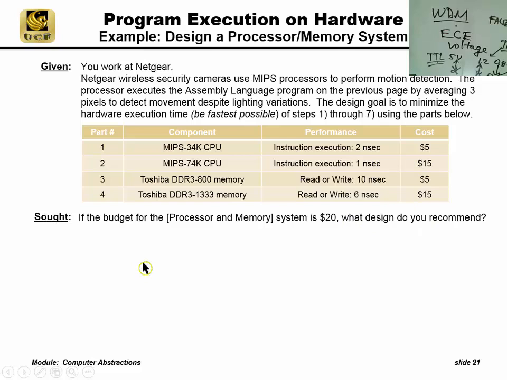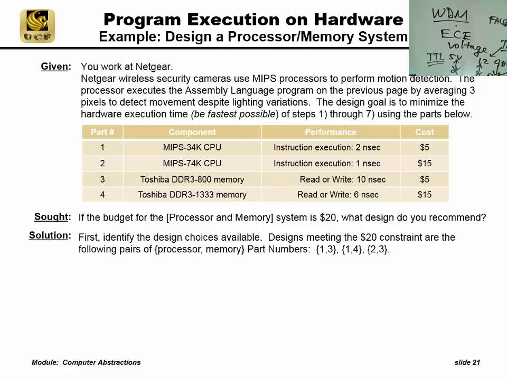The great thing about this problem is the right way to solve this is we have a limited number of parts, we have a limited number of cases. We're going to try and evaluate each particular design alternative. We're going to evaluate each alternative. So, first identify the pair of design choices available. We're building a computer system. A computer system, as we noted, must have a processor and memory.